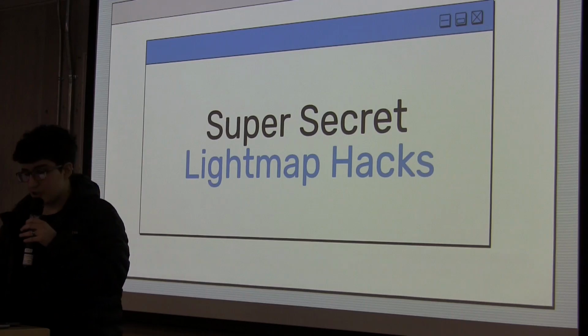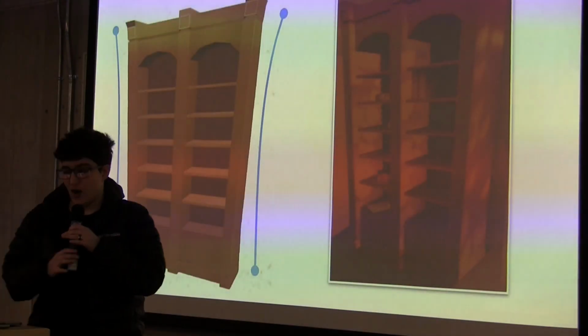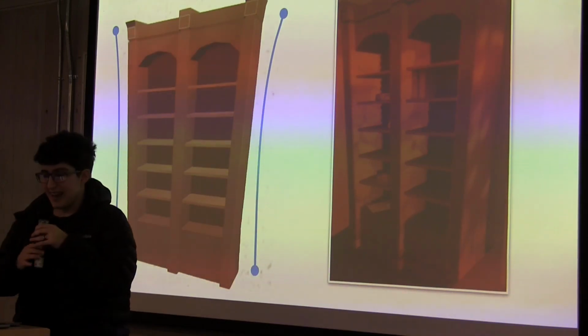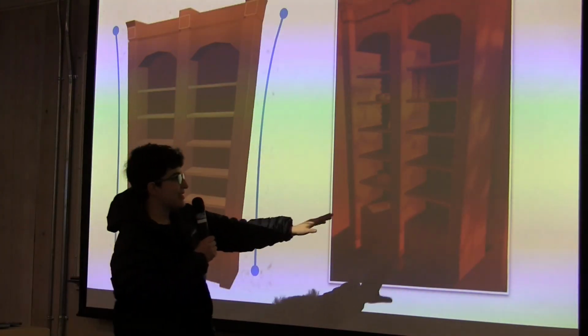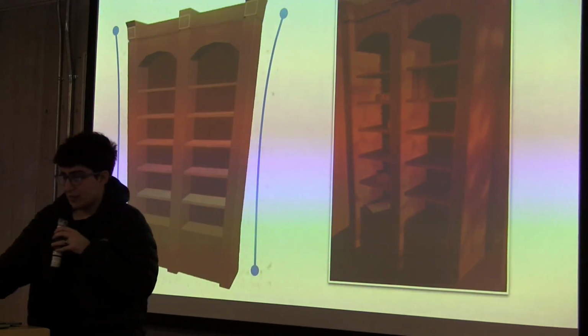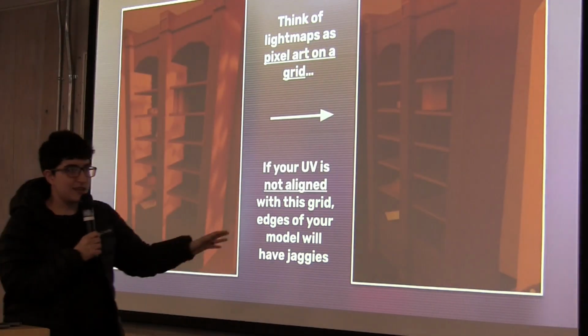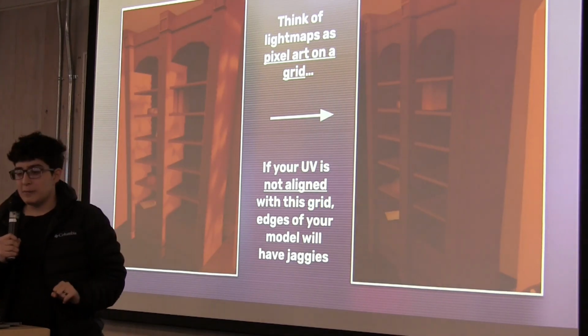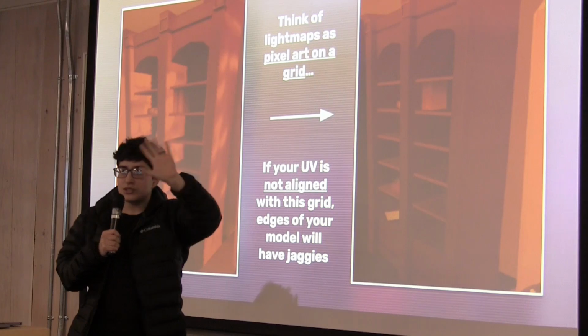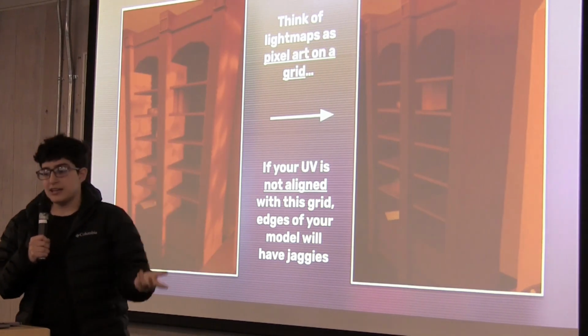So, since we have time, super secret light map hacks. Our models were stylized, so even straight objects had really weird curves to them. That meant when we made the light maps originally, we kept those curves in the light map and we got these little jaggy edges. So the fix: I like to think of the UVs for our light maps as pixel art, and anything that was tilted on the grid would end up having jagged edges.